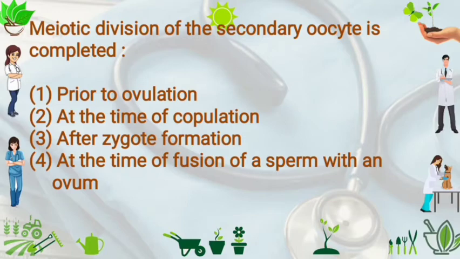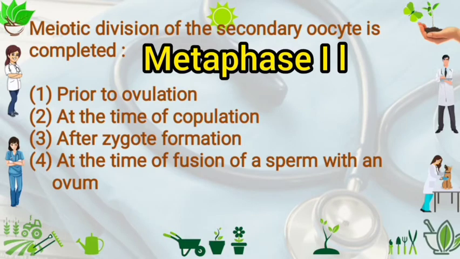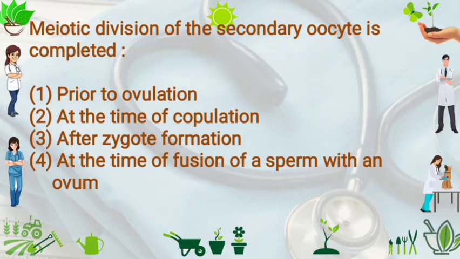Meiotic division of the secondary oocyte is completed. Option A, prior to ovulation. Option 2, at the time of copulation. Option 3, after zygote formation. Option 4, at the time of fusion of a sperm with an ovum. The meiotic division of the secondary oocyte is arrested at metaphase 2. So the division is completed after the fertilization of the ovum by the sperm. So the answer is at the time of fusion of a sperm with an ovum.